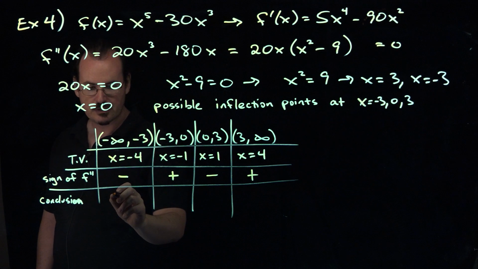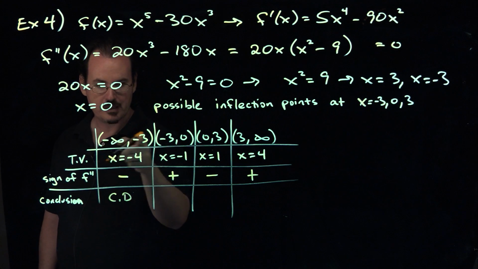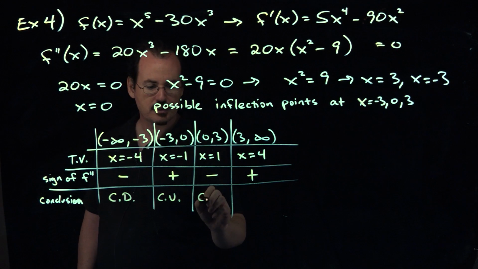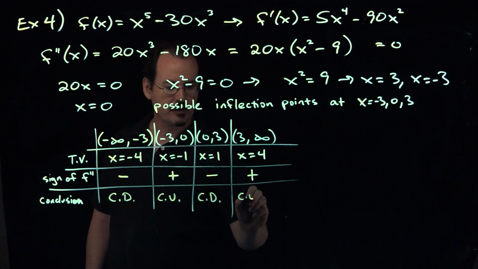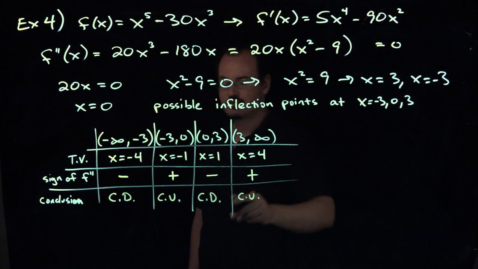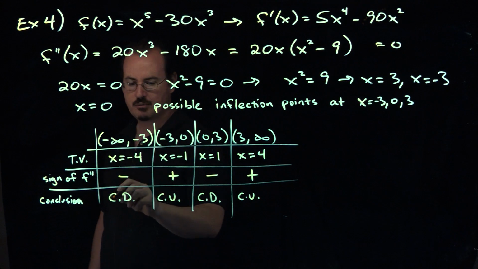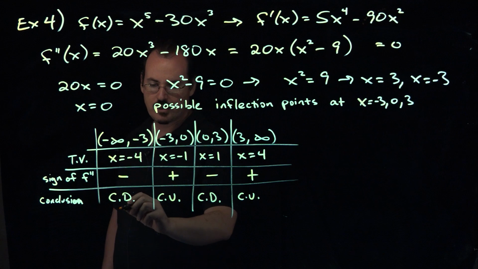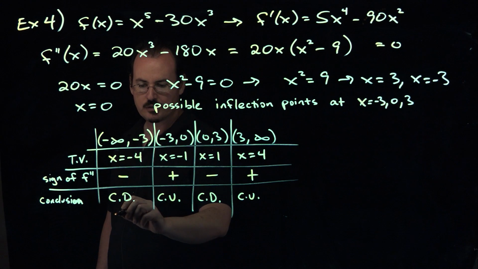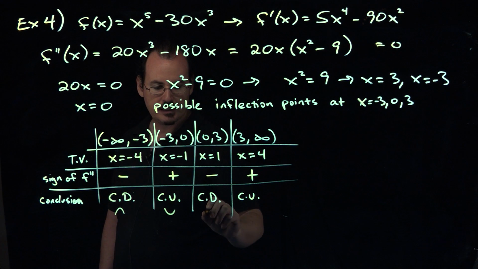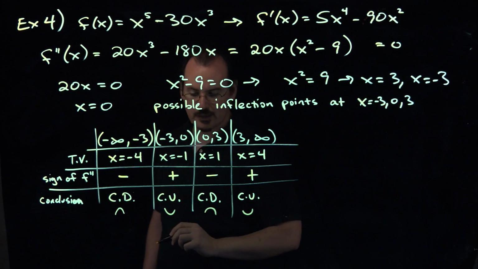So what is our conclusion? Our conclusion is that the function is concave down on that interval, then it's concave up on the second one, then concave down, and then concave up. Notice that our conclusion row is different as well. Previously, for increasing, decreasing, we would have put an up arrow, down arrow. Here, for concave down, you can also put a little sad face, and for concave up, a smiley. If you want to do that for concavity, that's fine.